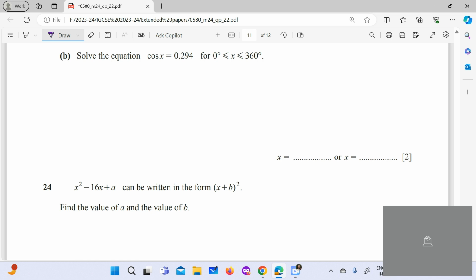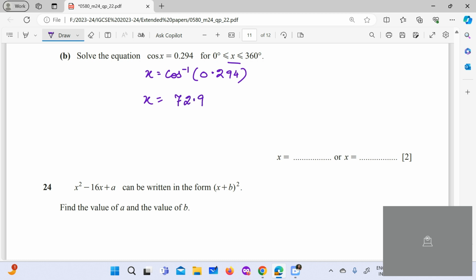Solve the equation cos x is equal to 0.294 for x greater than or equal to 0 and x less than or equal to 360 degrees. Means you have to find the values of x between 0 and 360. Now let's see what this is. Cos x is equal to 0.294. So we can write this as x is equal to cos inverse of 0.294, right? Now you just input this value in your calculator and you will get 72.9.